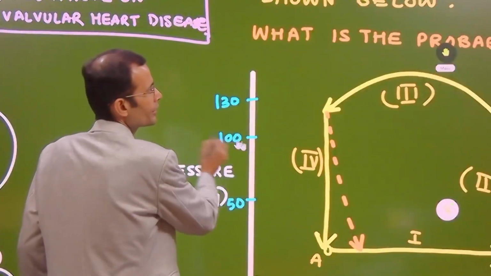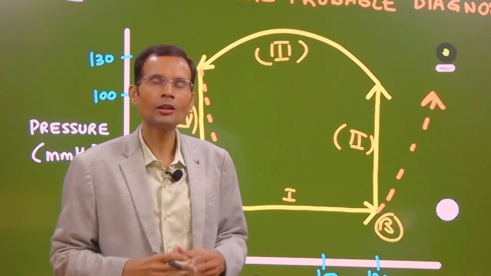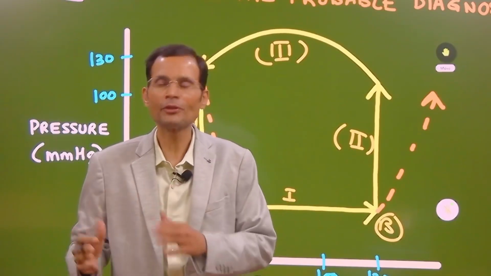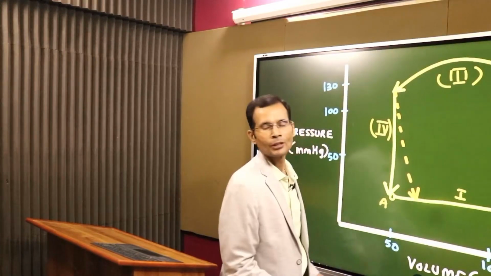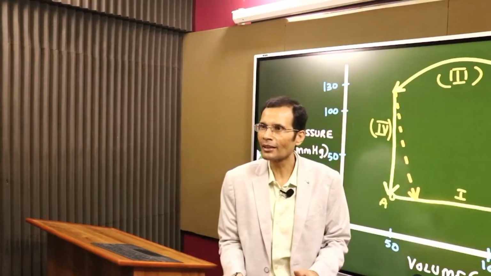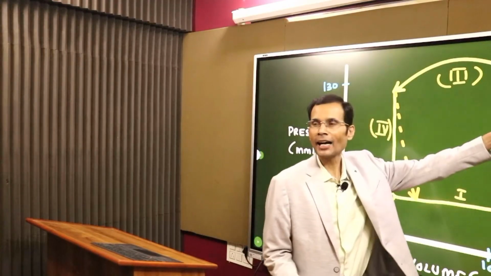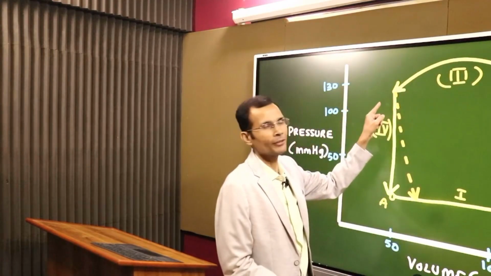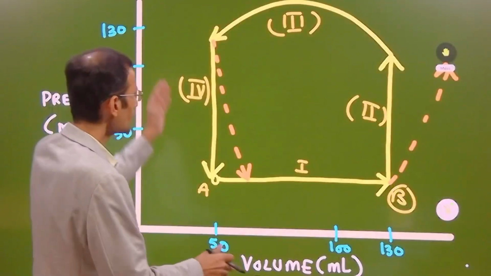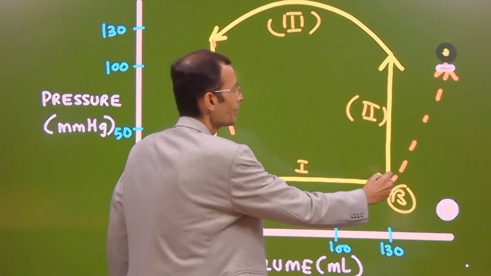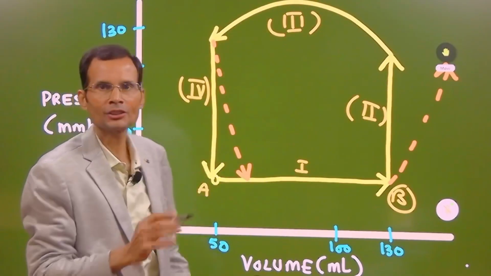Now let's go further and see the LVPV loop, the left ventricular pressure volume loop. I'm sure you must have studied the normal LVPV loops. Let's quickly revise it. There are 4 phases in the LVPV loop. Phase 1 is the phase of filling, because the blood goes from 50 to 130 ml in the left ventricle. Then phase 2 is isovolumic contraction. Phase 3 is the phase of ejection, and phase 4 is isovolumic relaxation. You can see here once again: filling, isovolumic contraction, ejection, isovolumic relaxation.